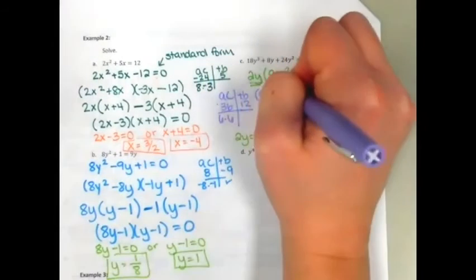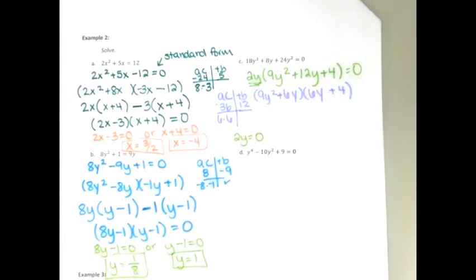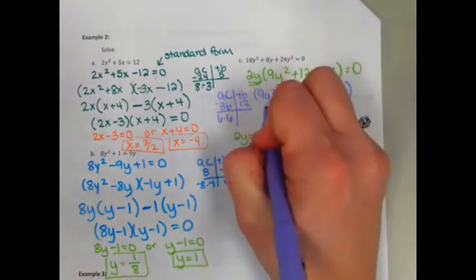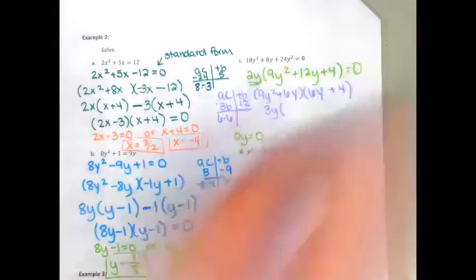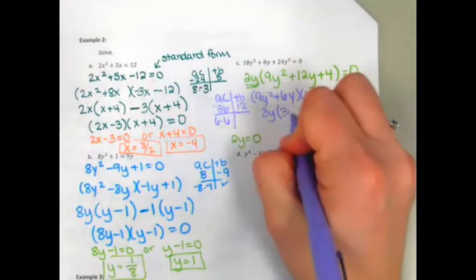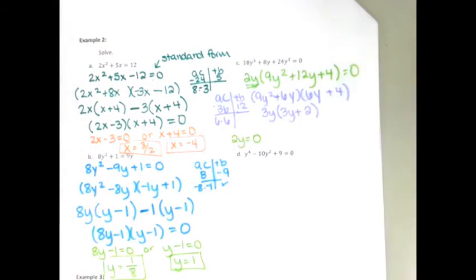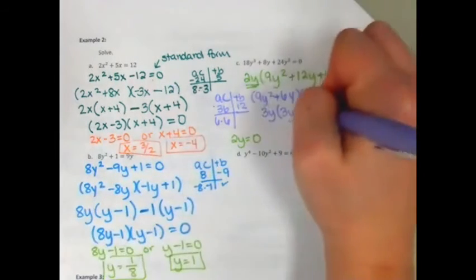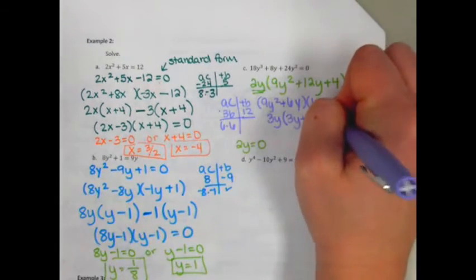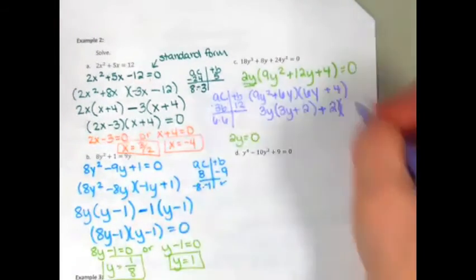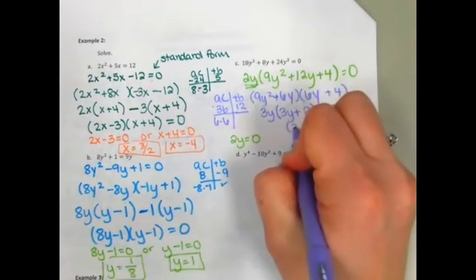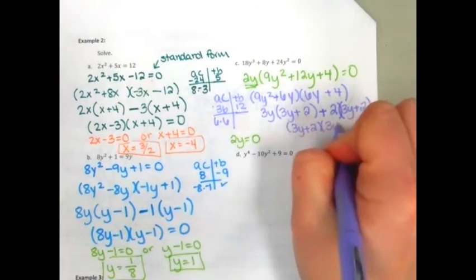So we have 6y and 6y. What's my GCF between 9y squared and 6y? You guys get 3y? Yep. So 3y divided into 9y squared would be 3y plus 2. You guys okay with that? My 6y is positive, so we're going to pull out a positive number. What's my GCF between 6y and 4? 2. And what am I left with? 3y plus 2. So we have 3y plus 2 times 3y plus 2.